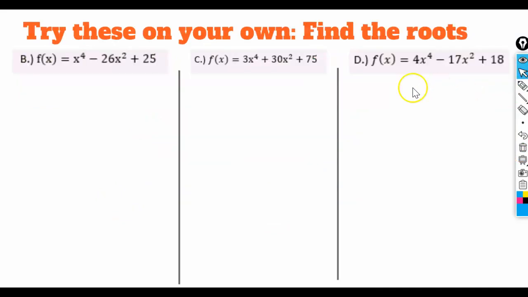All right, so again, these are all quartic and they're all quadratic types. I want you to factor them and find all 4 of the roots. Pause your video, do all 3 of them, and then you can start the video again and check your answers.